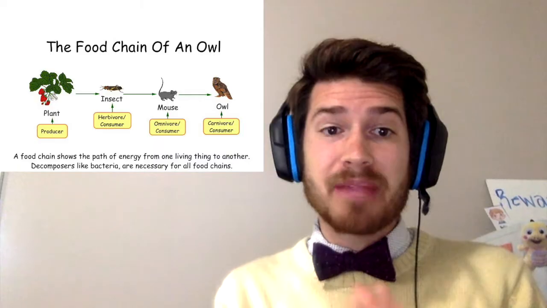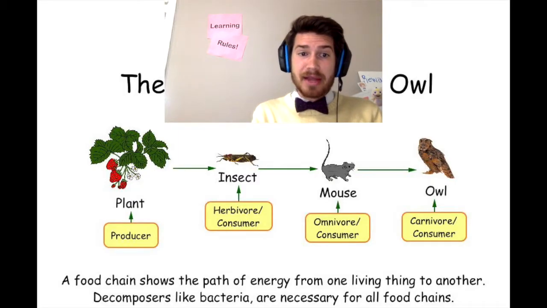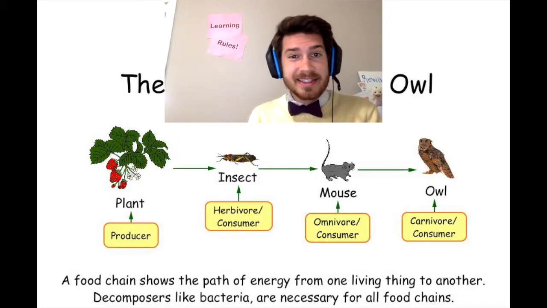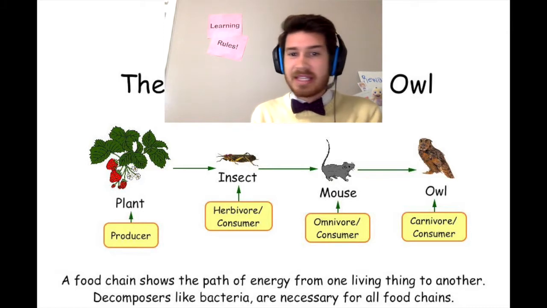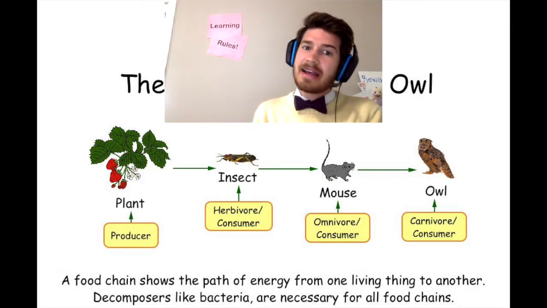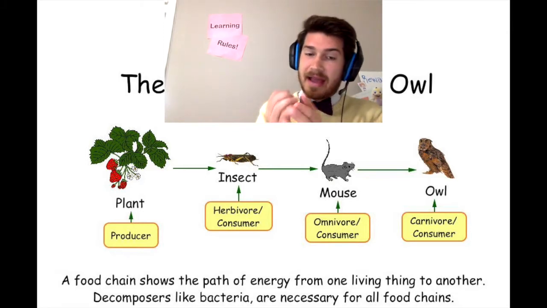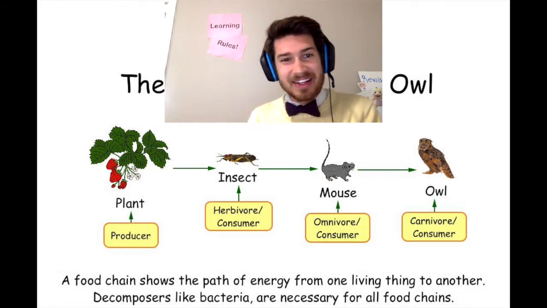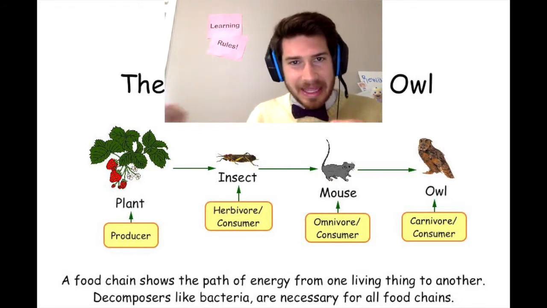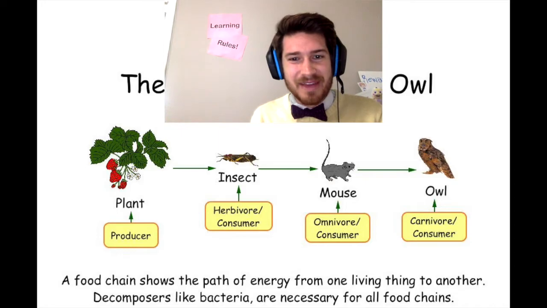So here you have a plant. The energy from that plant goes to the insect that eats it. The energy from that insect goes to the mouse that eats the insect. And then the owl comes around and eats the mouse. So the mouse's energy goes to the owl. You can see this very clear linear relationship of how the energy is moving.